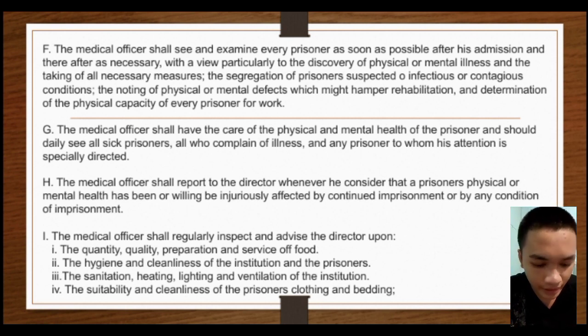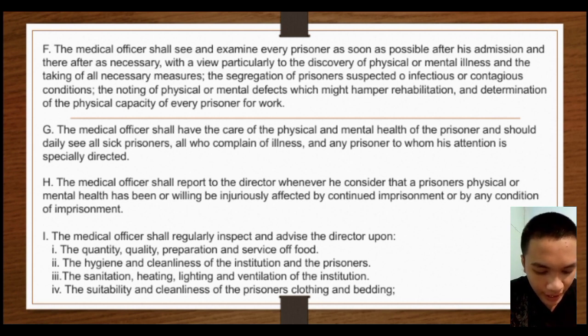Then, the medical officer shall regularly inspect and advise the director upon: 1. The quantity, quality, preparation, and service of food. So, ang quality kung masustansya ba or fresh ba ang gamit nga mga ingredients sa isa ka pagkaon.